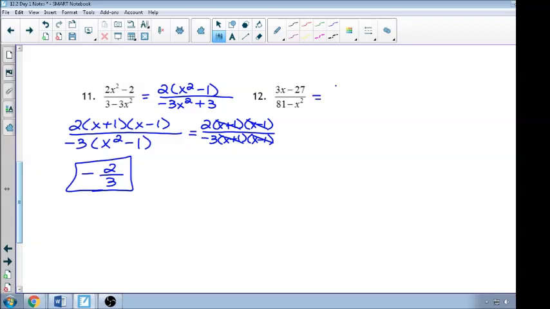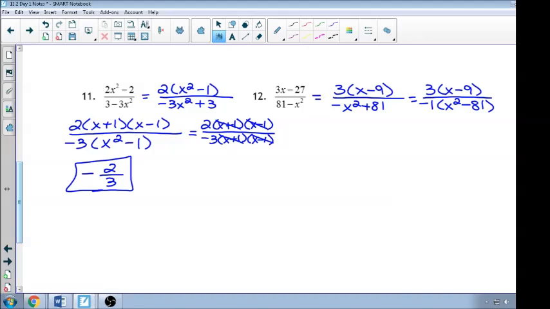3x minus 27 has a GCF of 3, leaving me with x minus 9. In my denominator, I have the issue of having to rearrange again. So I have negative x squared plus 81. I want to take out a GCF down there. So my numerator stayed the same. I'm fully factored. Take out a negative 1, leaves me with x squared minus 81.